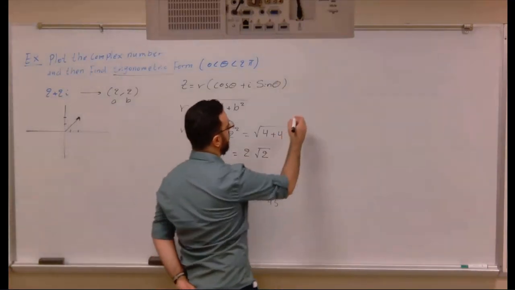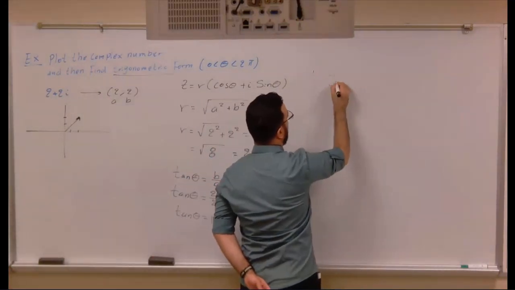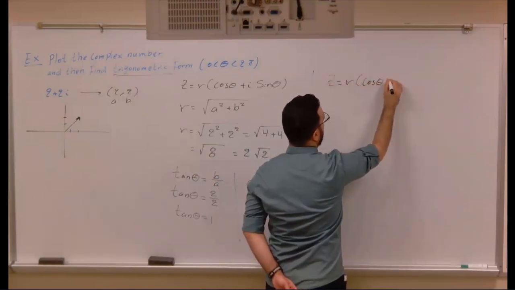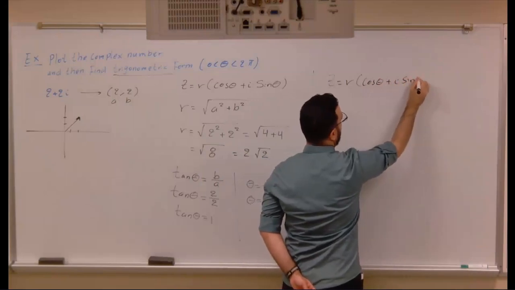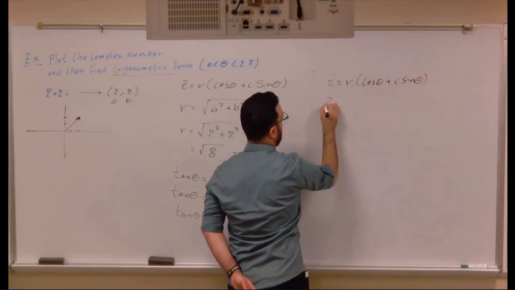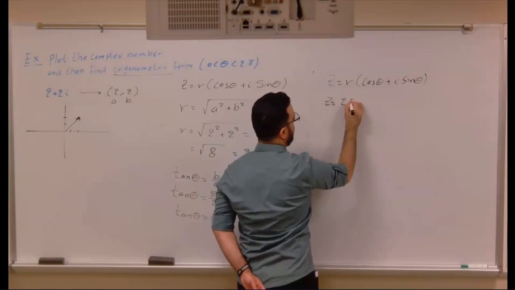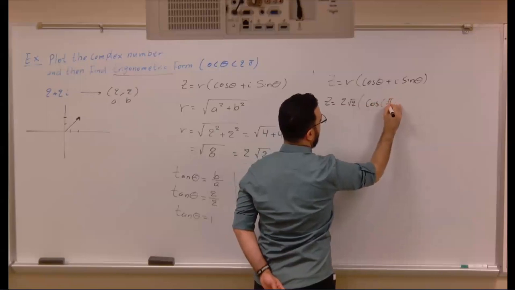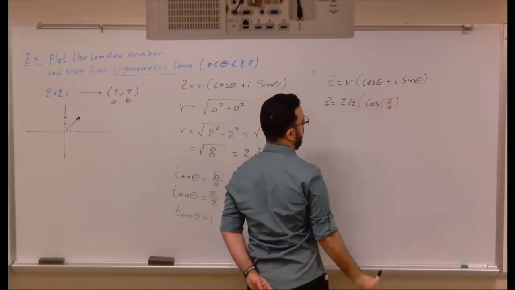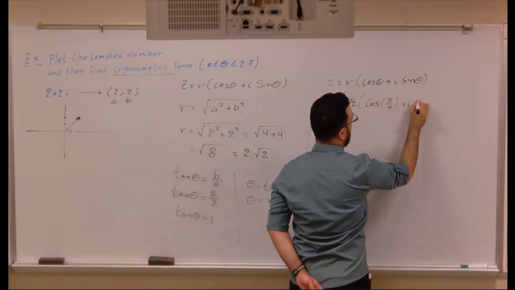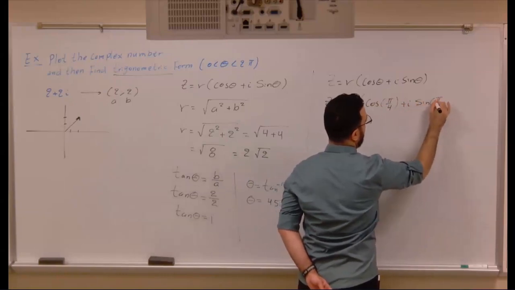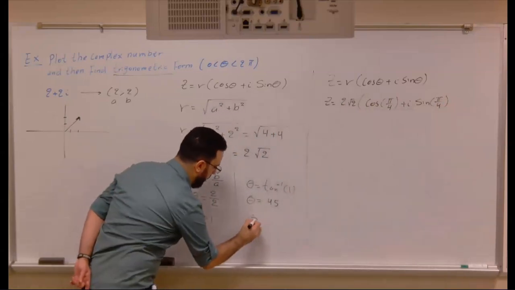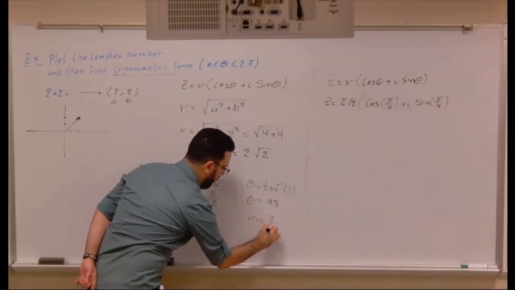Okay, let's write down. That means our complex number is going to be r cosine theta plus i sine theta. r is 2 square root of 2, cosine pi over 4, or you can write down 45, plus i sine pi over 4, which is the same thing. Theta equal pi over 4.